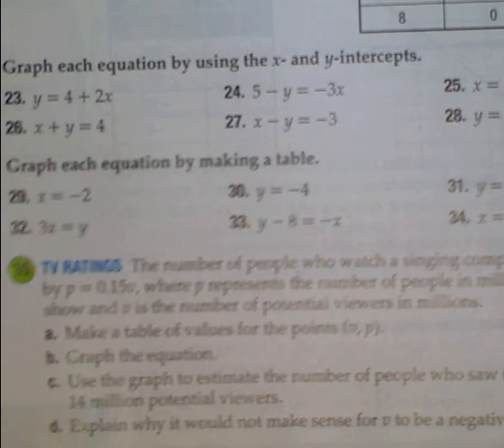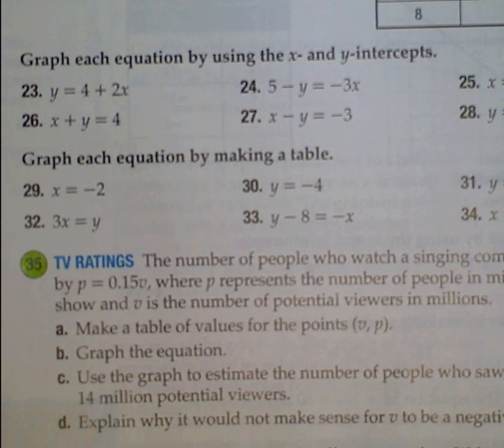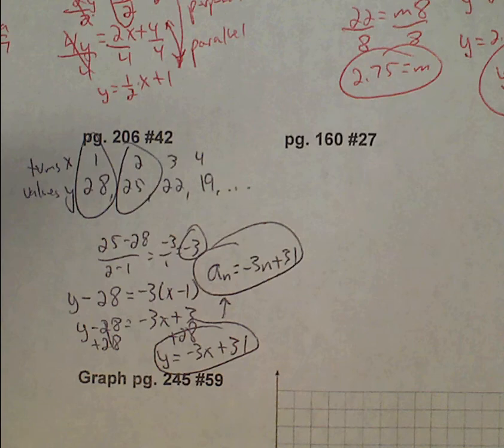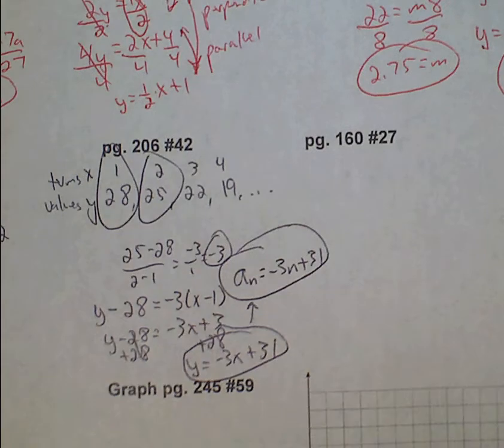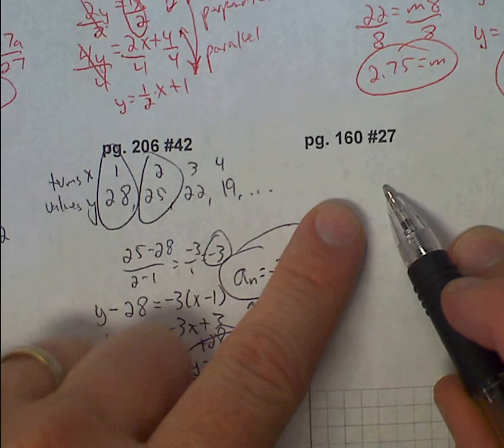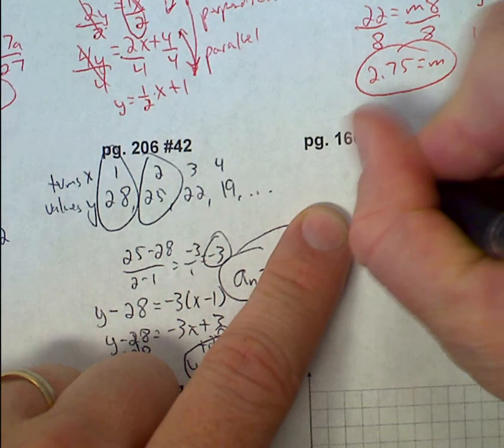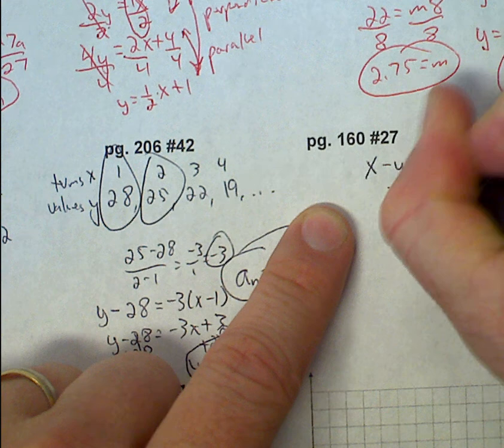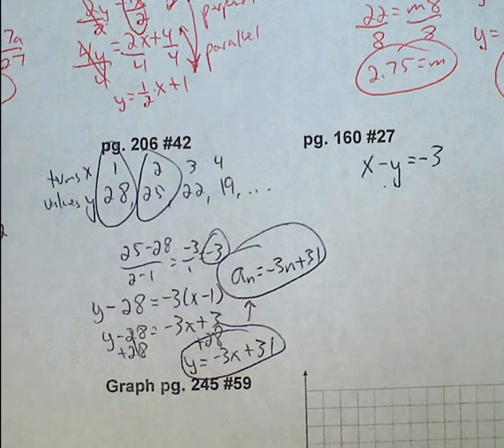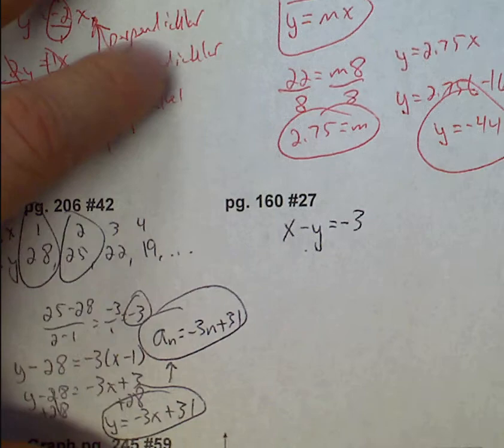Graph each equation using the x and y intercepts. Here we go. So x minus y equals negative 3. I need to graph the equation using x and y intercepts.